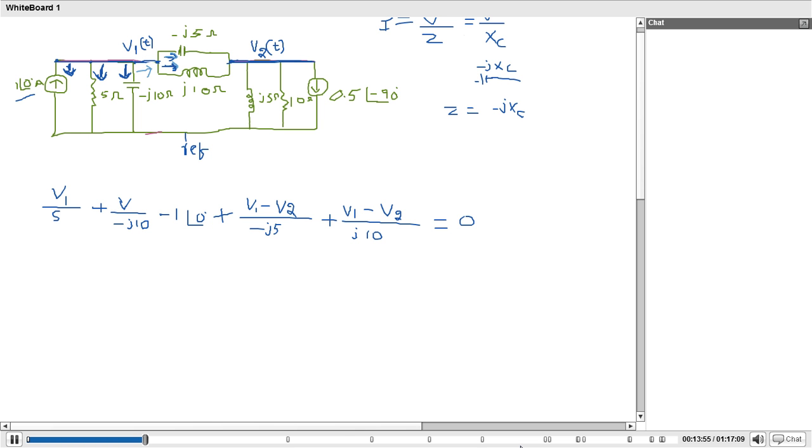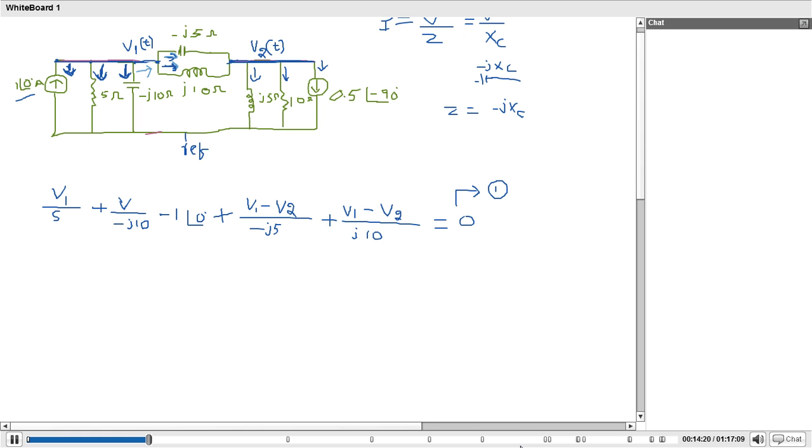Any doubt in equation 1? If you have any doubt in equation 1, I will repeat. Okay, similarly apply KCL at node 2. We have to assume all the currents are leaving, so all the currents are leaving from node 2.